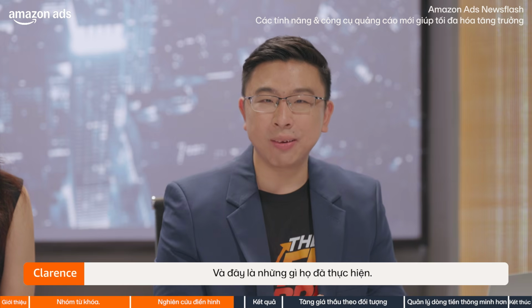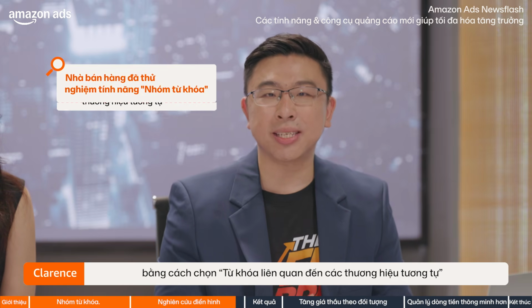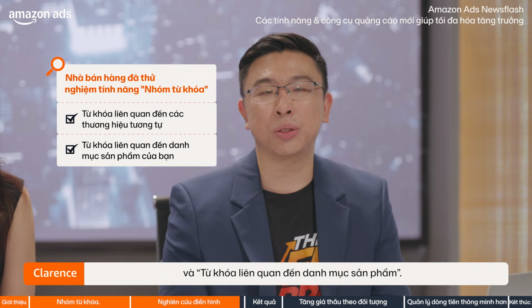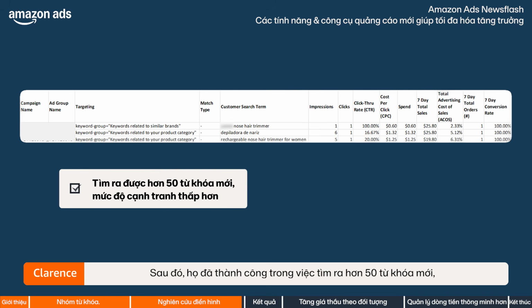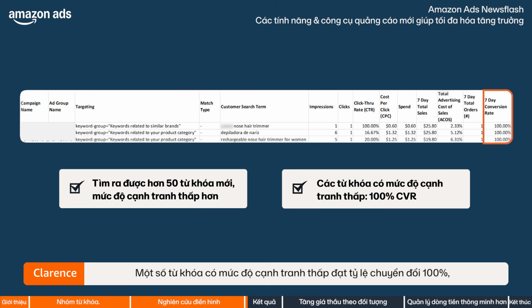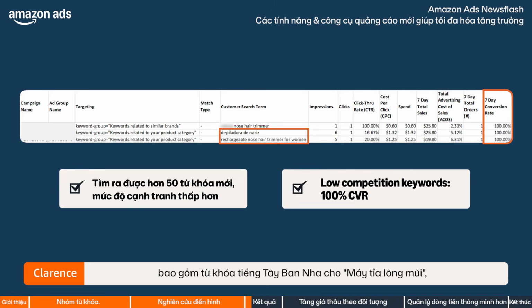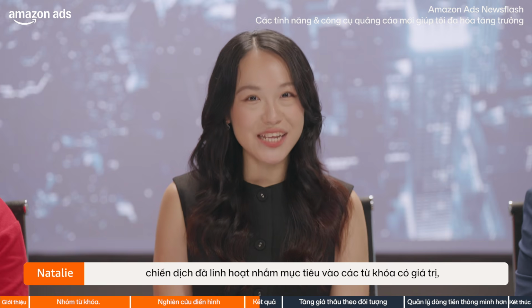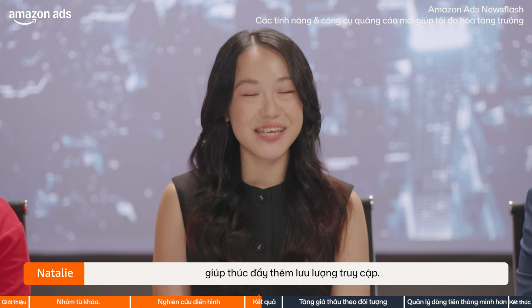Yes, here's what they did. The seller tested keyword groups by selecting keywords related to similar brands and keywords related to your product category. They then successfully discovered over 50 new, less competitive keywords. Several low-competition keywords received 100% conversion rate, including the Spanish keyword for nose hair trimmer, the long-tail keyword rechargeable nose hair trimmer for women, and newly emerged brand keywords. By using this feature, the campaign dynamically targeted valuable additional traffic-driving keywords.